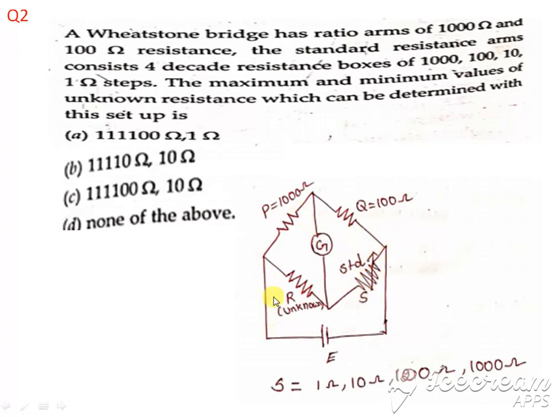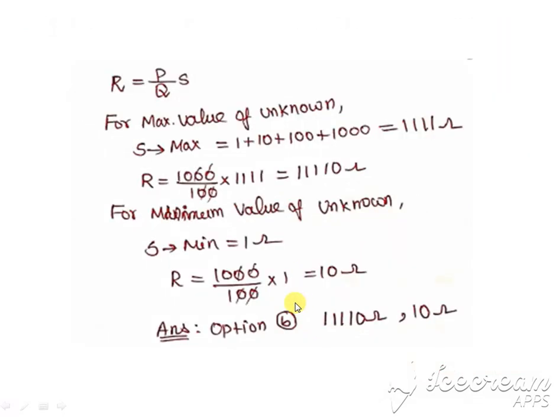At balance condition, we already know the product of opposite impedances are equal. From that we can find the R value. R is equal to P by Q into S. So for maximum value of unknown, S is maximum. That is, the DRB, decade resistance box, gives the maximum value, that is 1 plus 10 plus 100 plus 1000, that is 1111 ohm. And the maximum value of R, simply substituting all the other values, we get 11110 ohm.